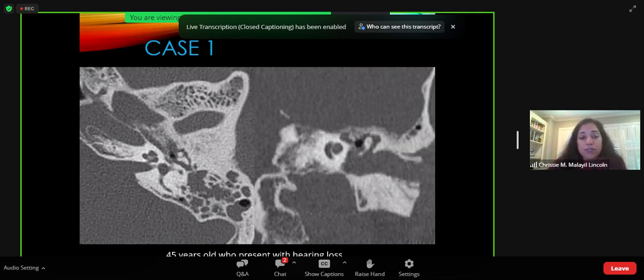So we'll take the first case. This is a 45-year-old female with hearing loss. Basically, what you want to look at when you're looking at the temporal bone, especially in this kind of a case, is you see opacification of the middle ear cavity and mastoid air cells, and this is on the patient's left side. And then what you're going to look for, scrutinize, is the ossicles.